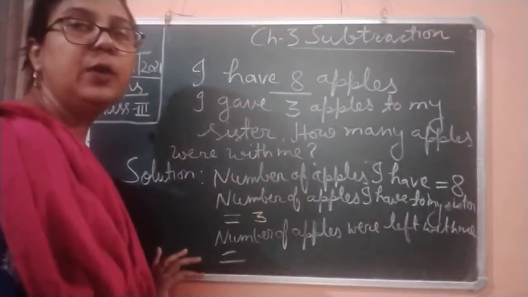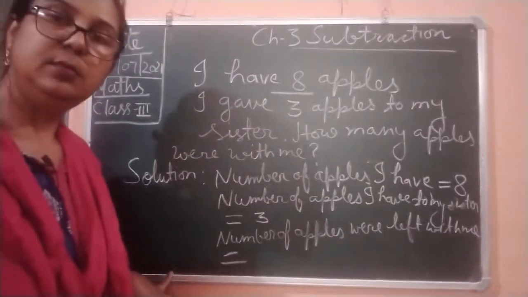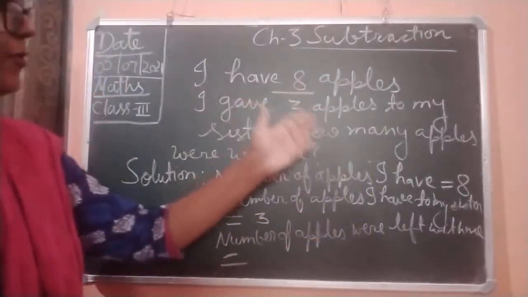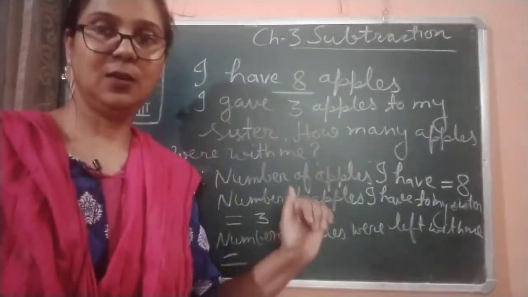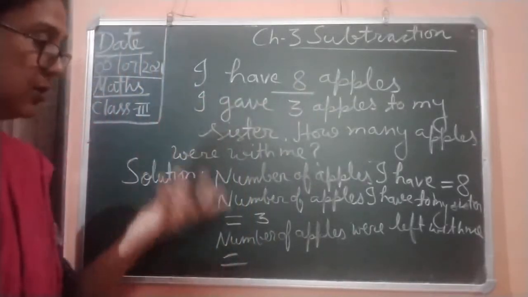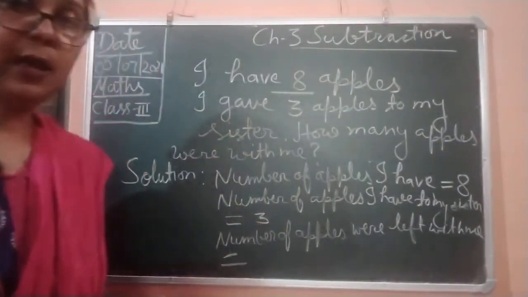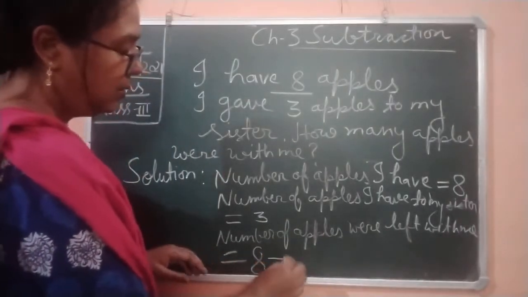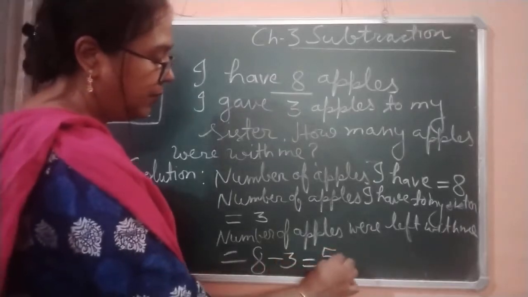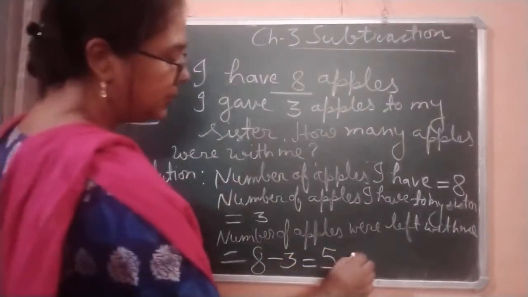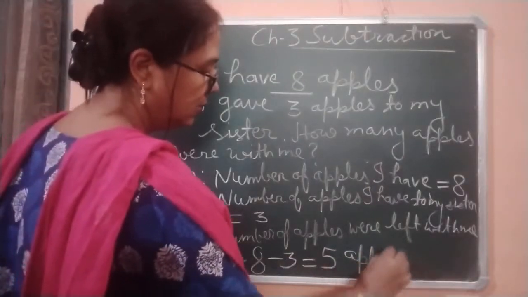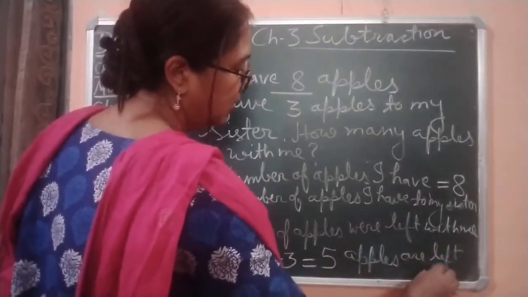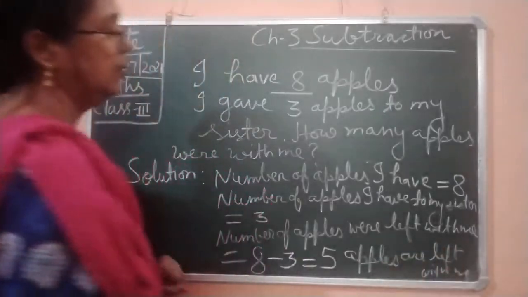equal to, how can we take out the number of left apples? Very easy. We have to subtract 3 from 8. I think you all know that first we write the bigger number, then 8 minus 3 equal to 5. So 5 apples are left with me. Okay.